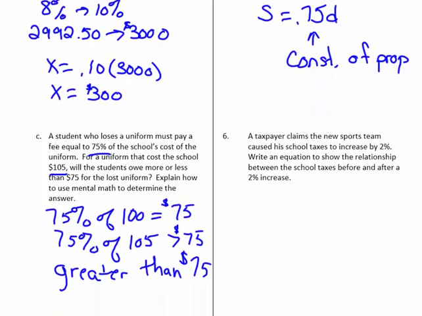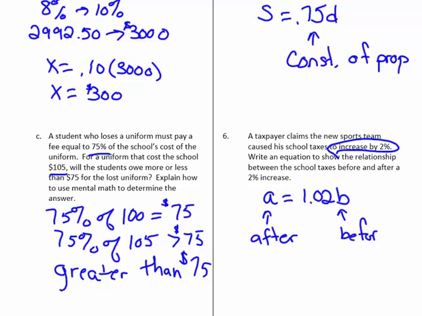Okay. A taxpayer claims the new sports team caused his taxes to increase by 2%. Write an equation to show the relationship between the school taxes before and after the 2% increase. So an increase is a markup, right? So our school taxes after, I'm going to call them A, is equal to 1.02 times what they were before. You can use different variables. An increase means that was 1 plus 0.02, because that was a markup, so that's how I got the 1.02.